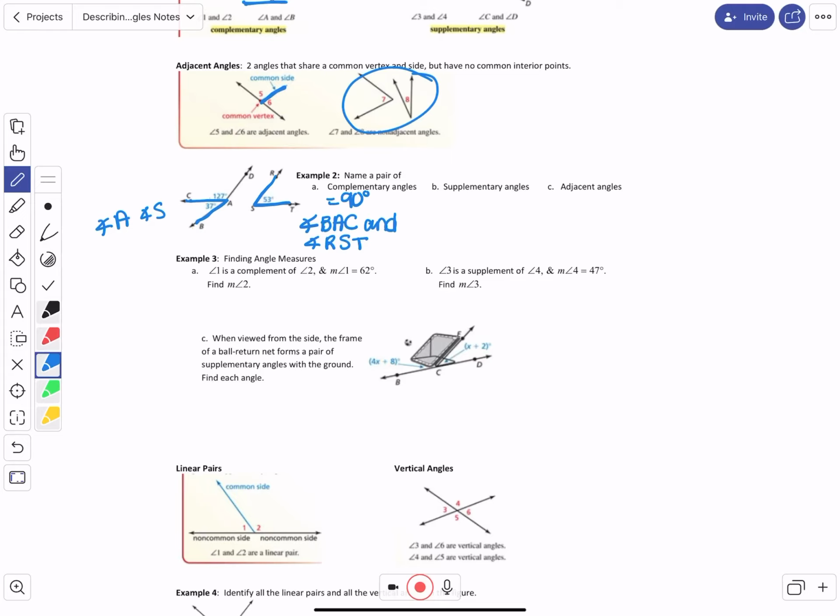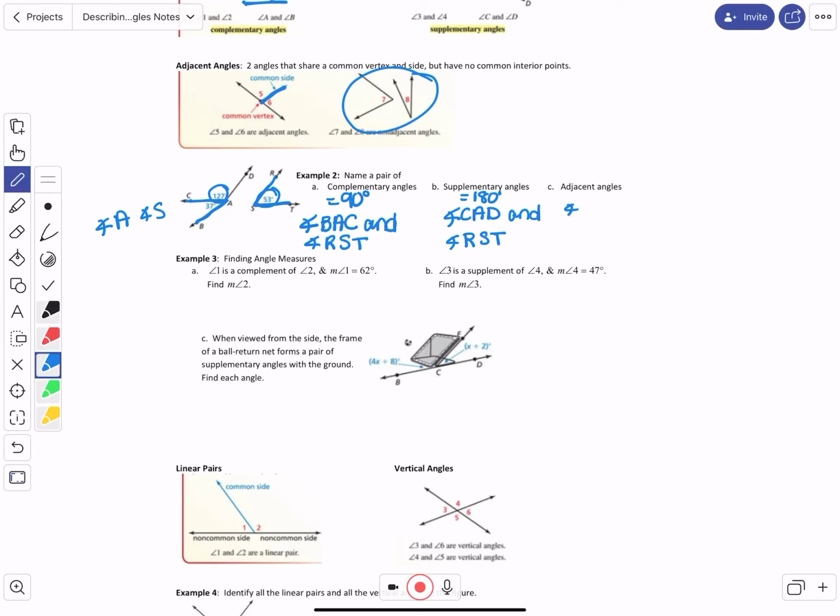All right, supplementary angles have to be 2 angles that add up to equal 180 degrees. So I have to find 2 numbers that equal 180, okay? So that would be 127 and 53. That would add up to be 180. So once again, we have to call it DAC or CAD. You can't just call it angle A. So let's say CAD and angle RST, okay?